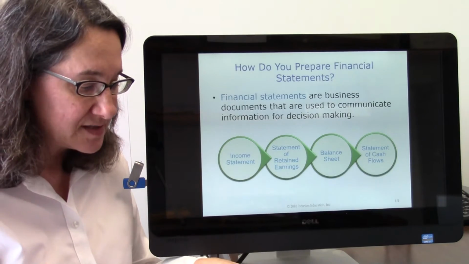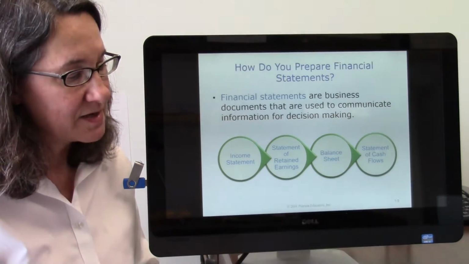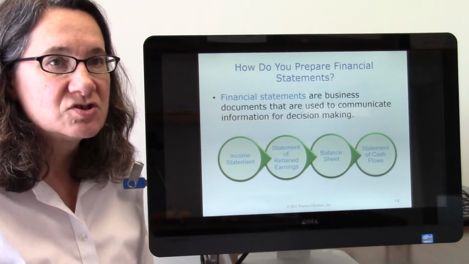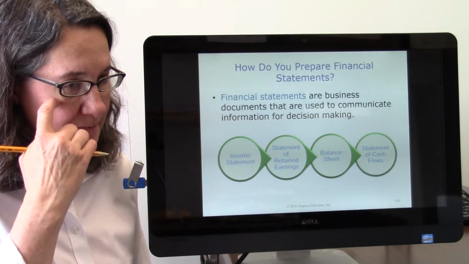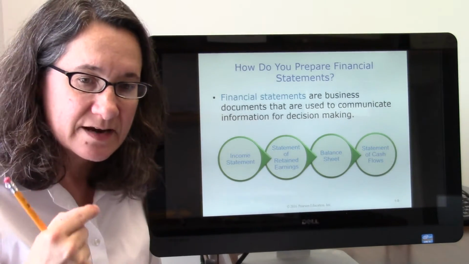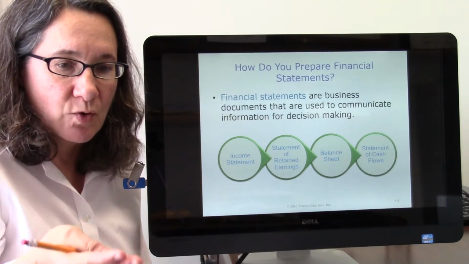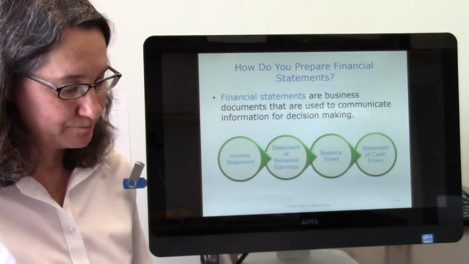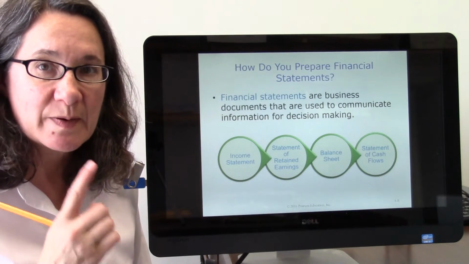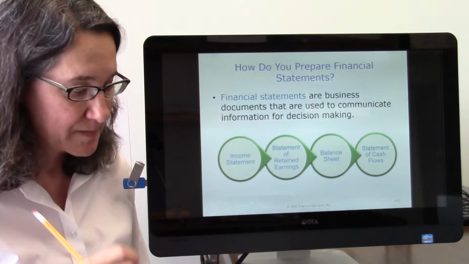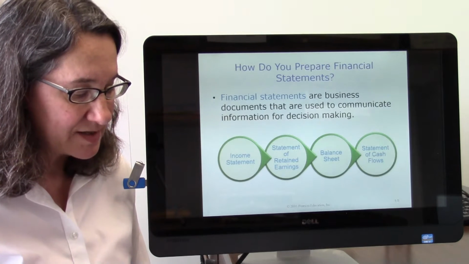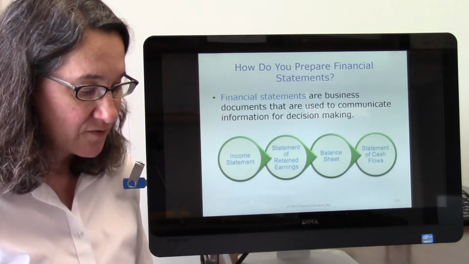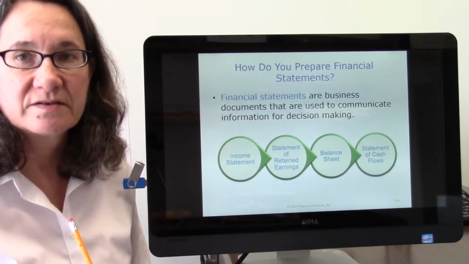It's important to understand the distinction between them, because once you start actually preparing these reports in class, if you think about what they do, it's easy to remember what information goes on them. The first one you prepare, always the first one, is called the income statement, and that provides information about profitability for a particular period.